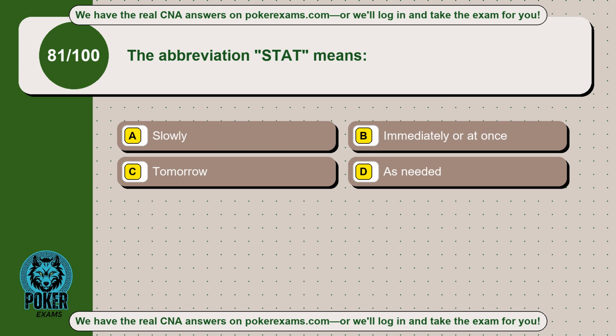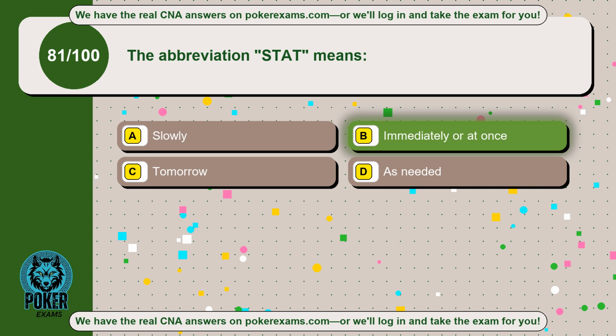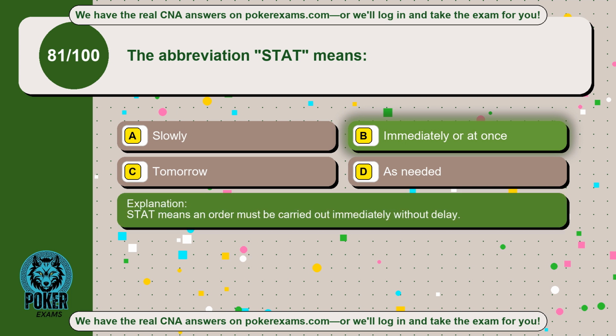Question 81. The abbreviation STAT means: Option A, slowly. Option B, immediately or at once. Option C, tomorrow. Option D, as needed. The correct answer is option B, immediately or at once. STAT means an order must be carried out immediately without delay.